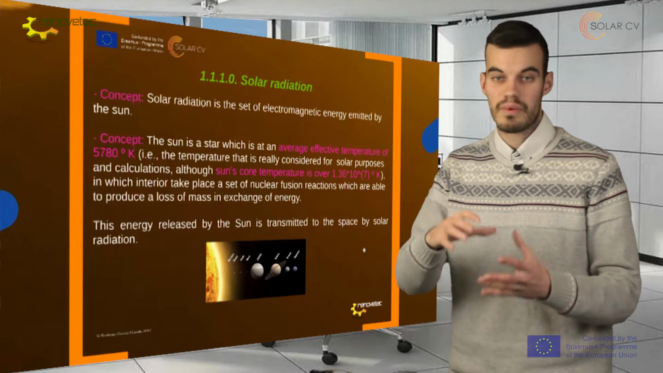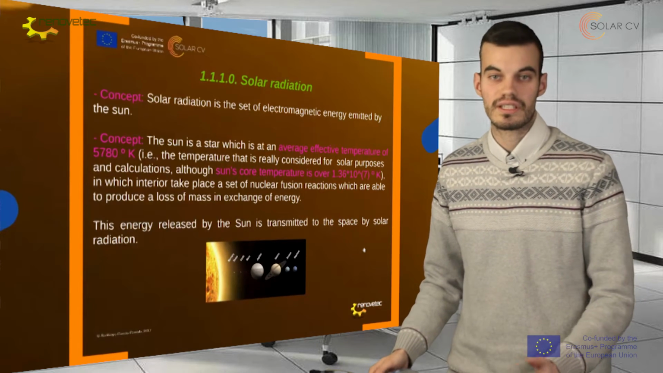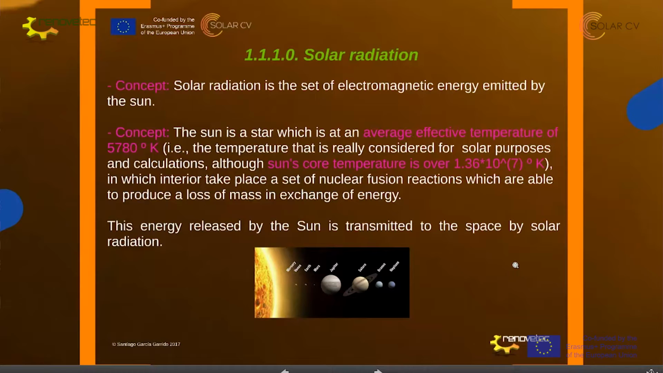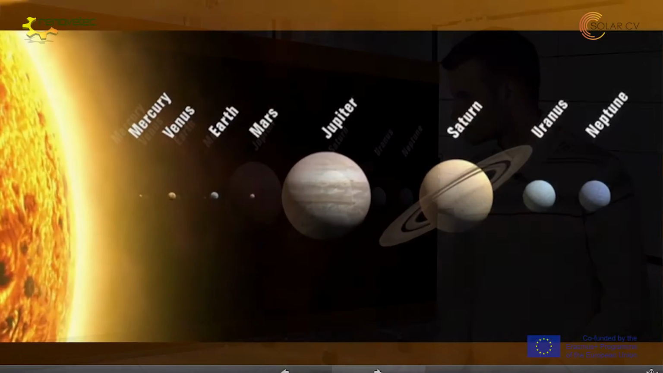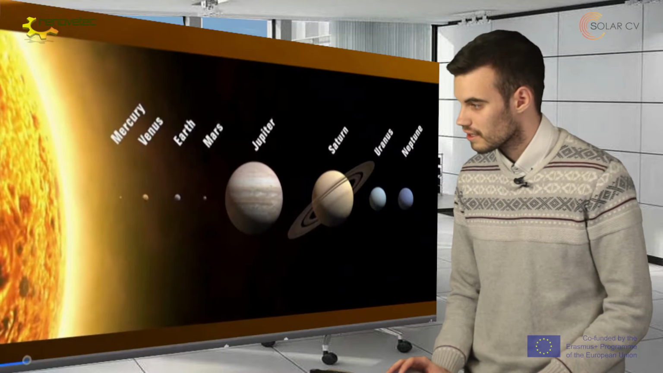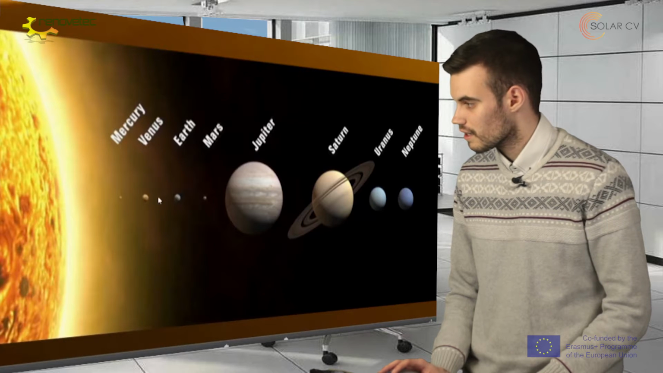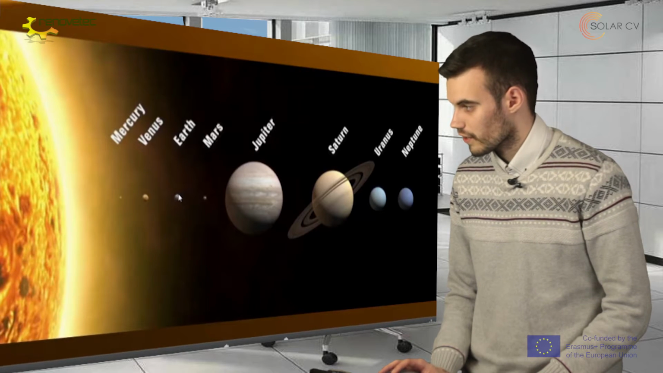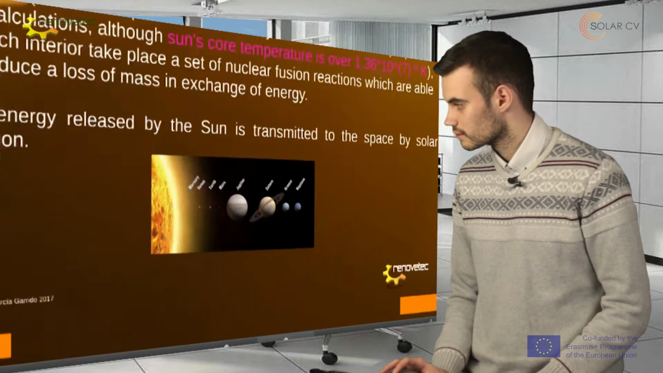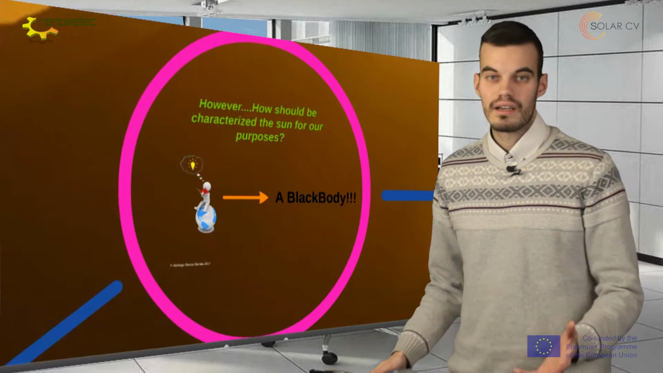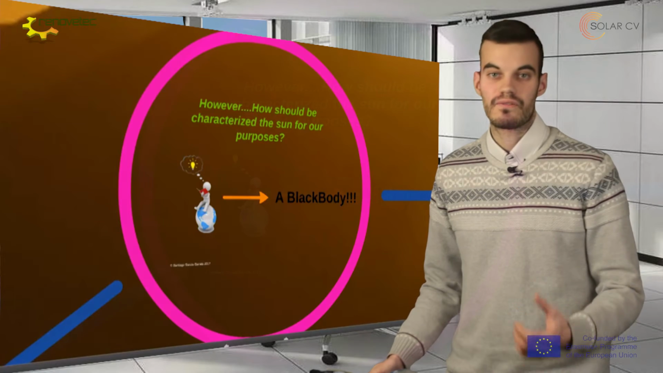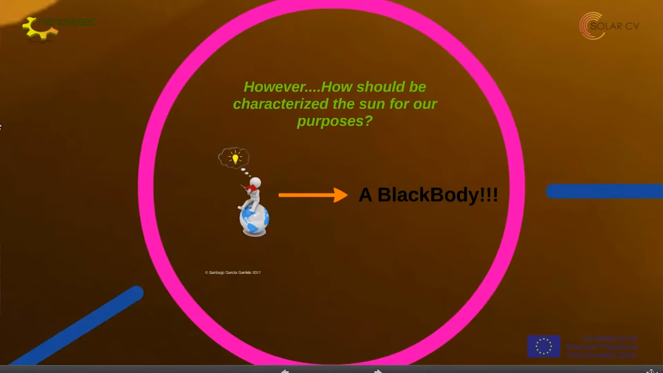The sun represents over 99% of the solar system mass. Inside occur some nuclear reactions where the mass disappears and energy is released to the surface. Here we can see that the energy is traveling through space and it hits the surface of the Earth. However, how are we going to consider the sun for our purposes like a black body?